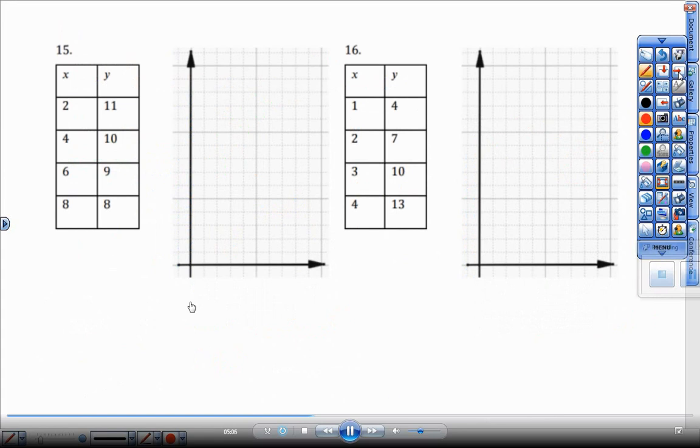All right, last two. Label the x and y axis. So 0, 1, 2, 3, 4, 5. Label the y axis.